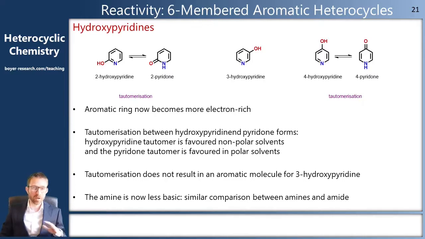So in the 2-hydroxypyridine, the oxygen-hydrogen bond can move to be a nitrogen-hydrogen bond. This is not possible in the 3-hydroxypyridine, but is again possible in the 4-hydroxypyridine. This alters the properties of the ring so that now the amine is less basic because it is a little bit like an amide.